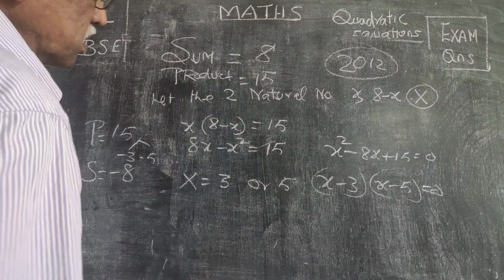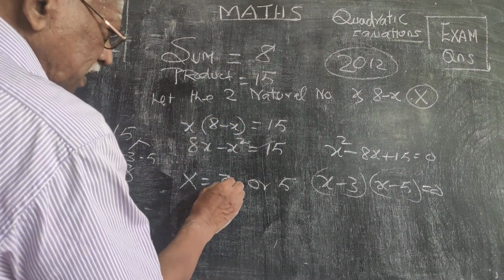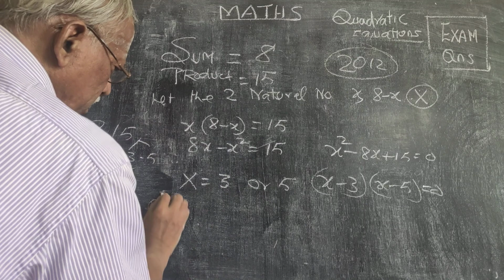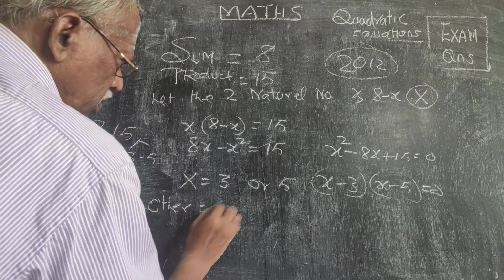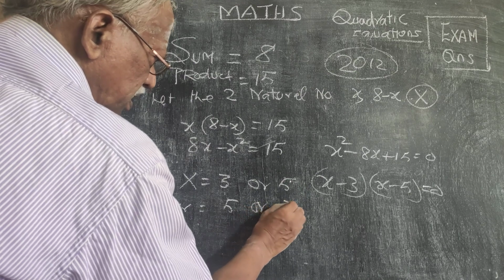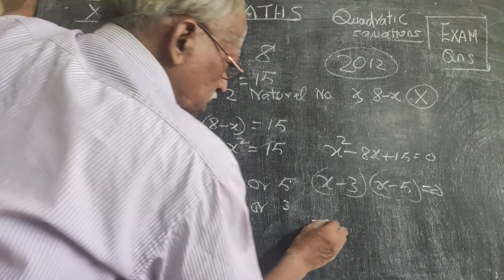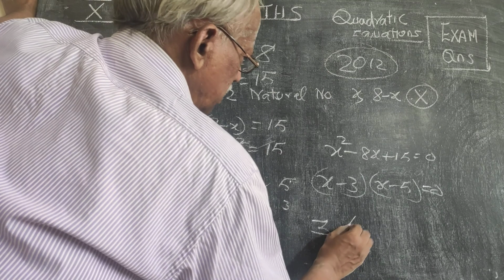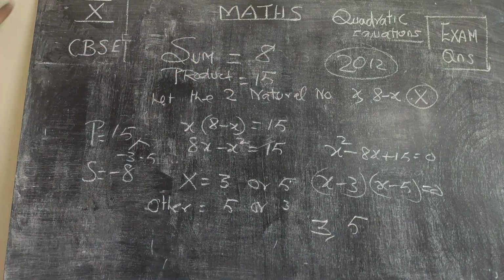The sum must be 8. Therefore, if you are taking x equal to 3, the other number will be 5. And if you are taking x equal to 5, the other number will be 3. Therefore, the answer is 3 and 5. That's our answer. Now, I have to go for the next one.